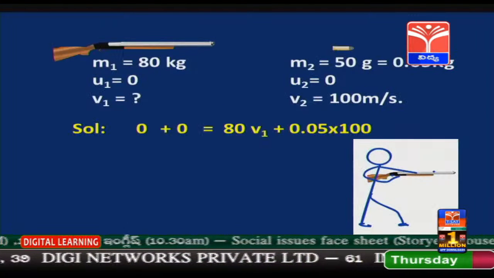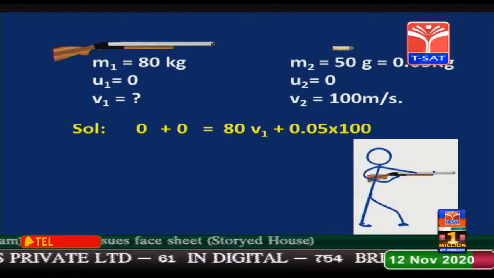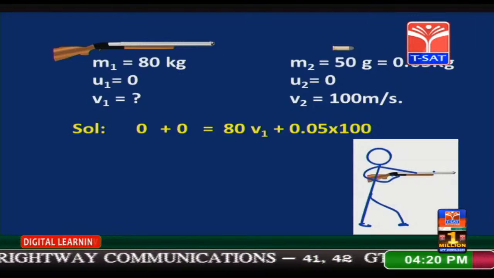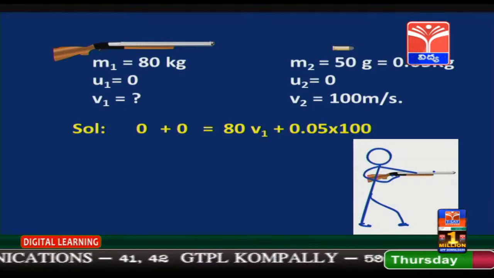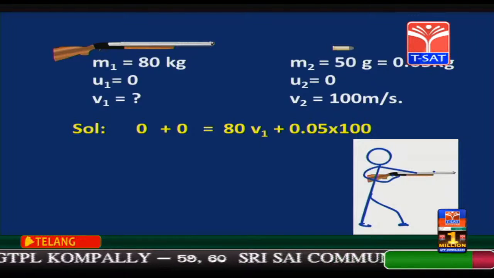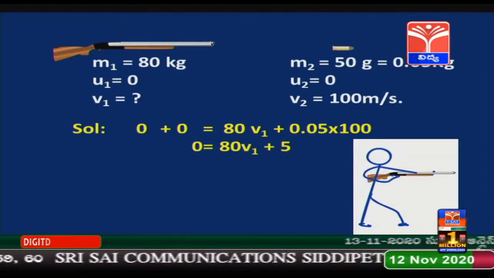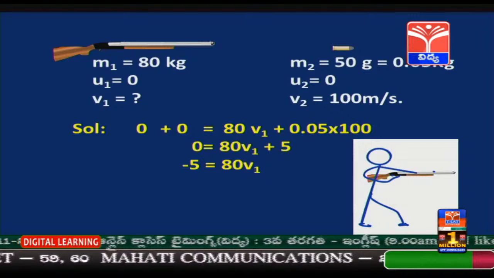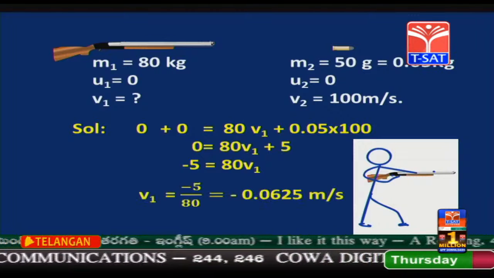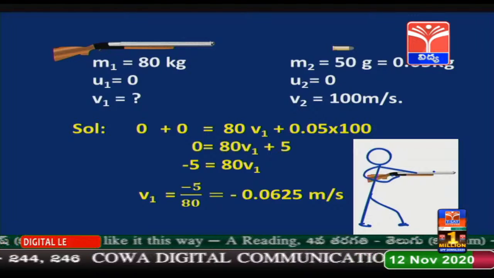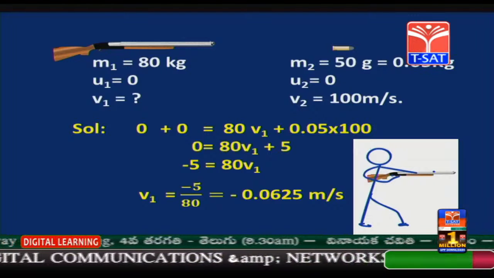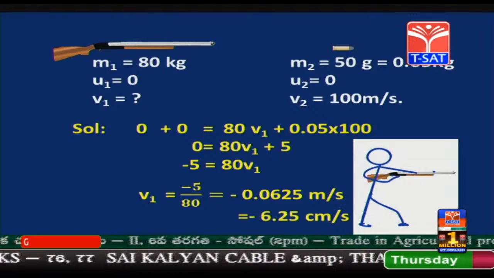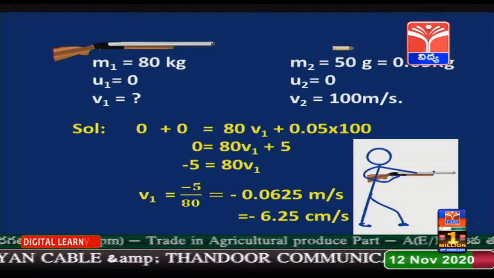So, now using the same principle, that is conservation of momentum, initial momentum is 0, final momentum will be 80 V1 plus 0.05 into 100, which gives us 0 is equal to 80 V1 plus 5. So, minus 5 is equal to 80 V1 and V1 is equal to minus 5 by 80, which is minus 0.0625 meters per second. In centimeters, it will be 6.25 centimeters per second.